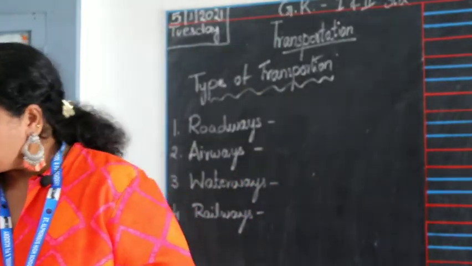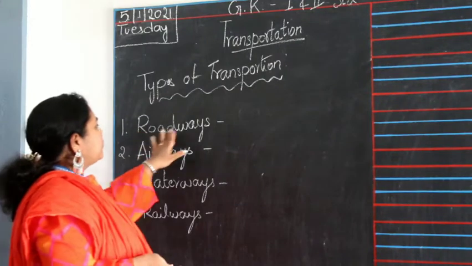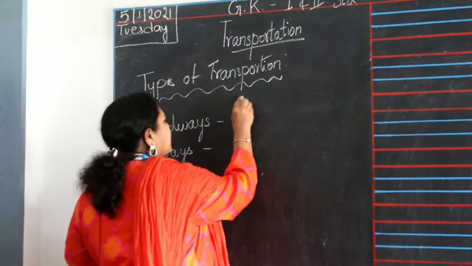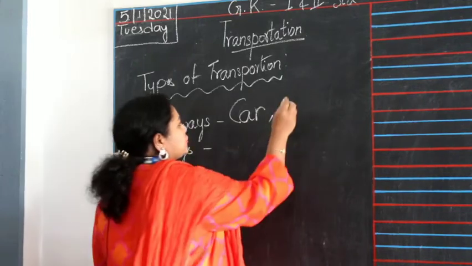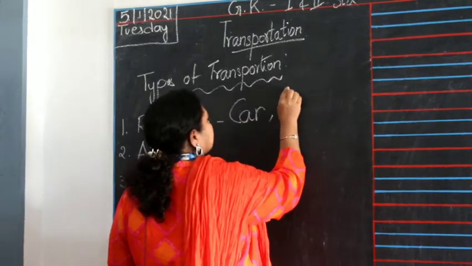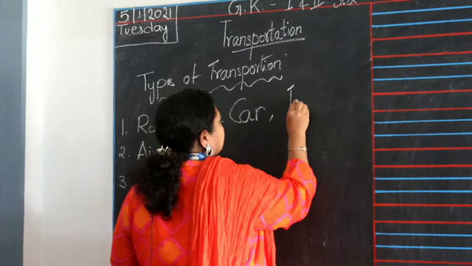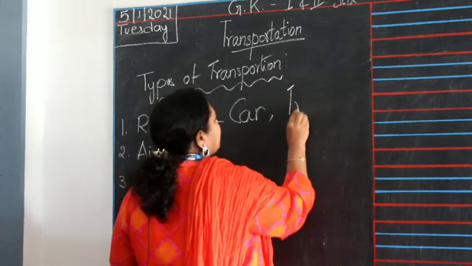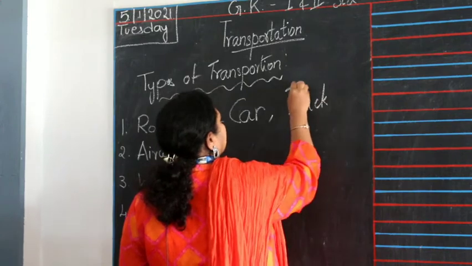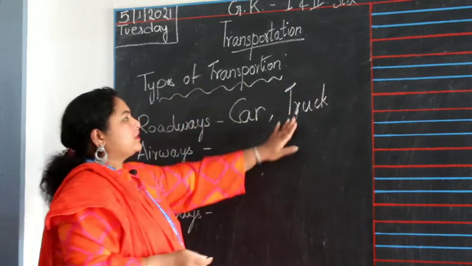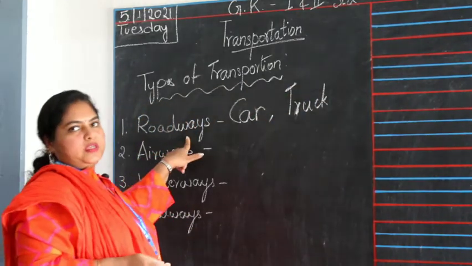So that is roadways. So we have the examples of roadways: car, then truck. You all have to start writing in cursive. Cars and trucks are few examples of roadways.